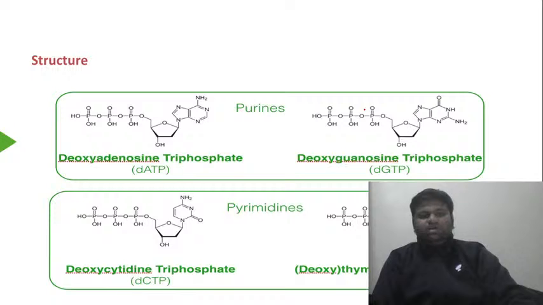So this is the structure of deoxyadenosine triphosphate, which is also known as dATP. Deoxyadenosine triphosphate and deoxyguanosine triphosphate, dATP and dGTP, are the purines, and dCTP and dTTP are the pyrimidines. So there is a difference between purines and pyrimidines. Cytosine and thymine are the pyrimidines, and adenine and guanine are the purines.